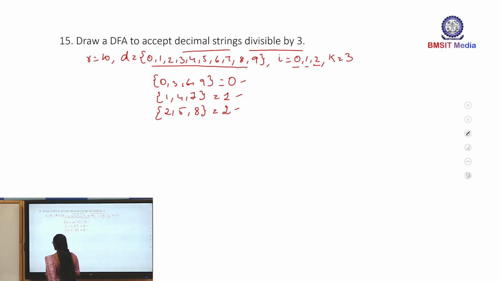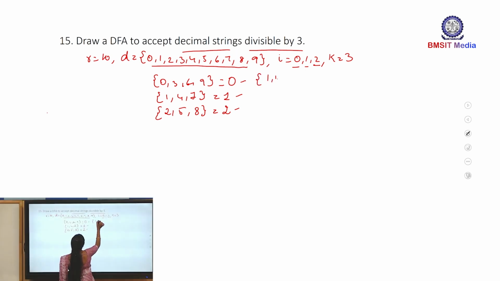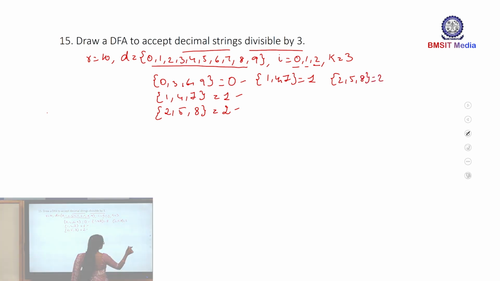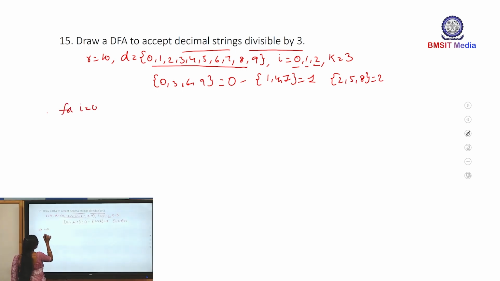Now we have to compute the transitions. To compute the transitions, let me write this down here. 1, 4, 7 will give me a remainder of 1, and 2, 5, 8 will give me a remainder of 2. Now we'll start computing the transitions. I'm going to compute the transitions for 3 things: i equal to 0, i equal to 1 and i equal to 2.